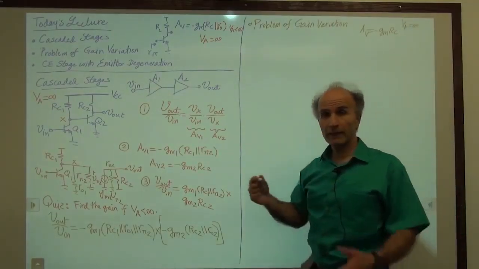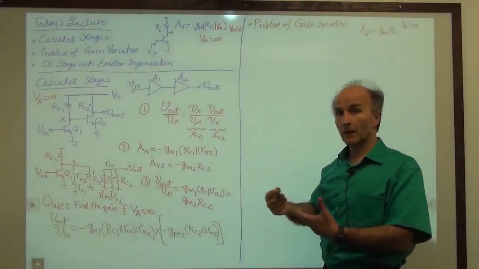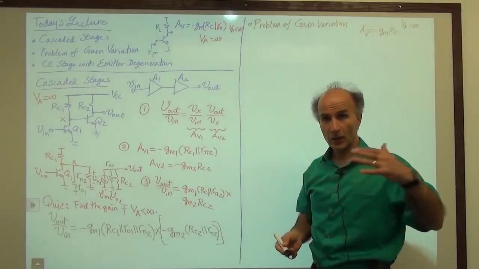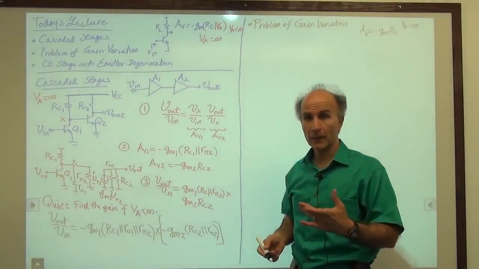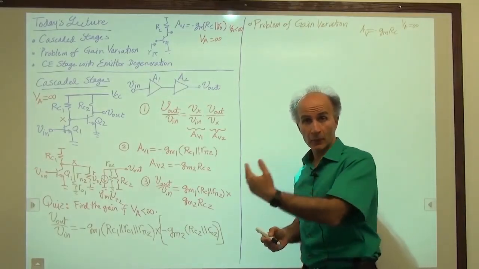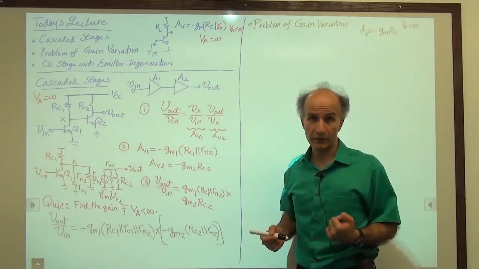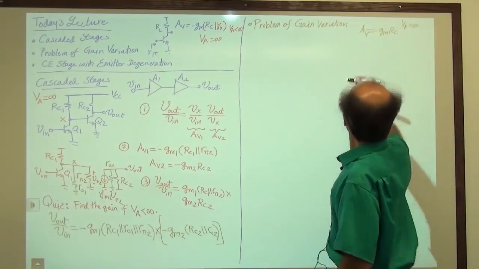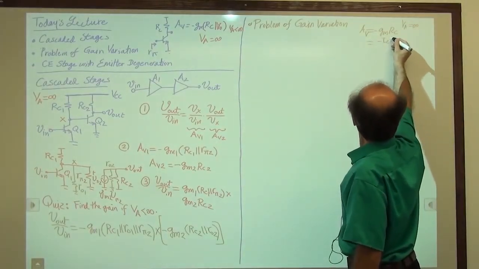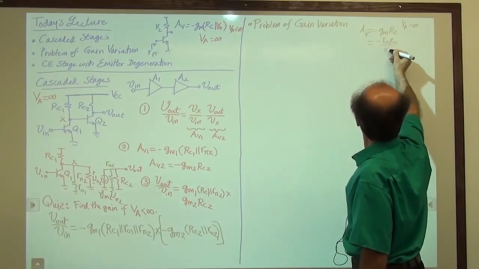Again, whether we make this approximation or not depends on what we're looking for. Sometimes just to see simple trends, to understand the basic concepts, we neglect it. That's our first reaction. Unless at some point we realize that that approximation was not very good. Okay, then this is equal to minus IC times RC over VT.